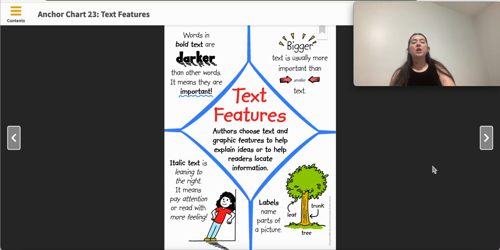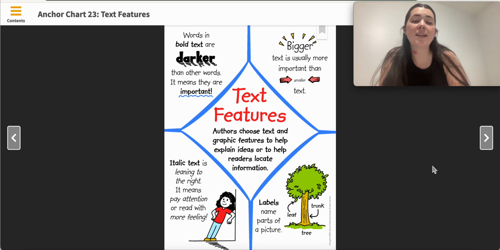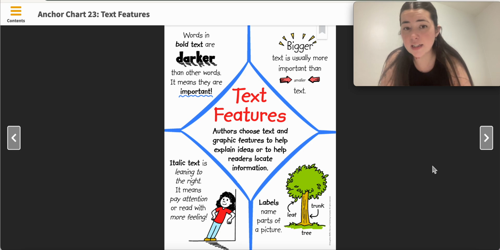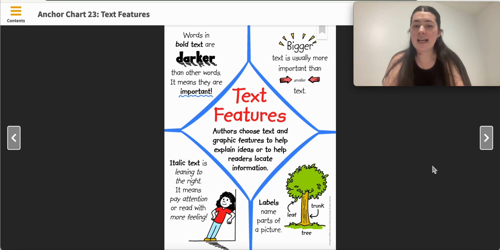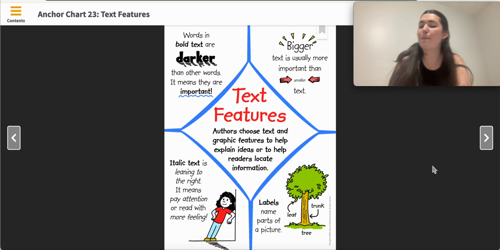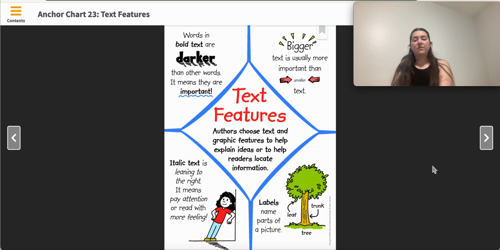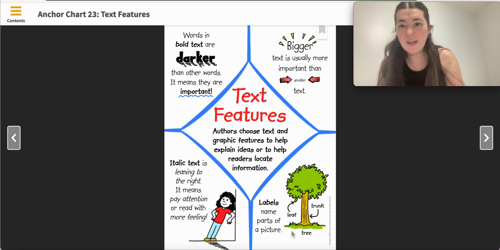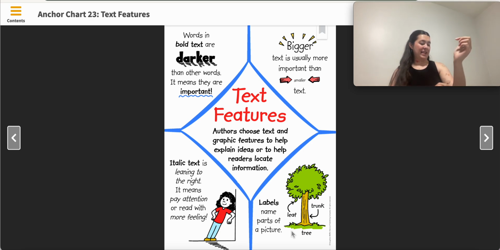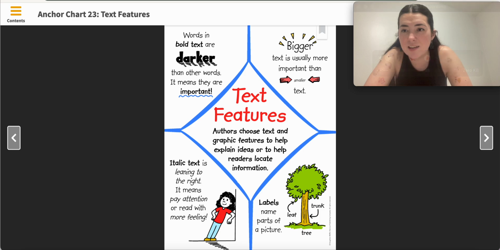So, for example, words that are in bold text are darker than other words, and that means they're important. Bigger text is usually more important than smaller text. Italic text is leaning to the right. It means to pay attention or read with more feeling. And then labels name parts of a picture. So this picture has leaf, trunk labeled, and then the whole picture of a tree is labeled as well. So as we read this story today, I want you to think about all these text features and let's try and point out some as we're reading.